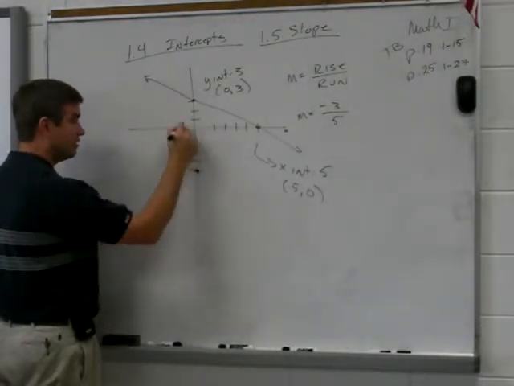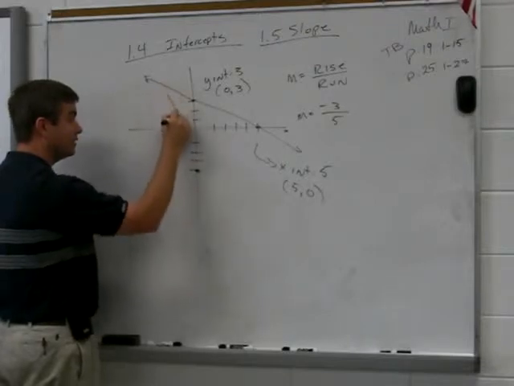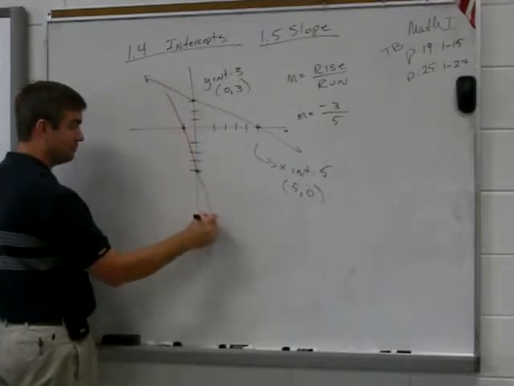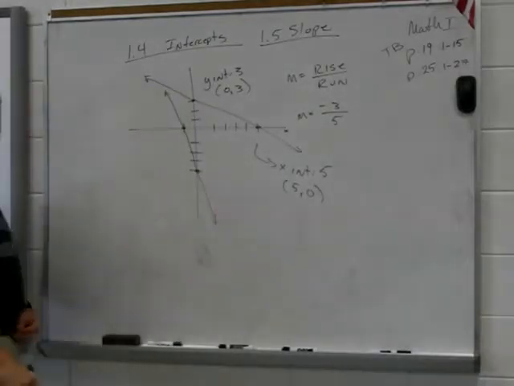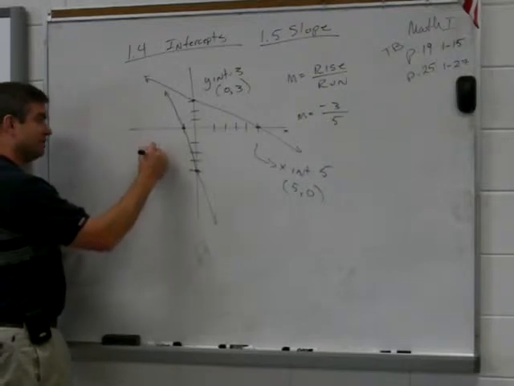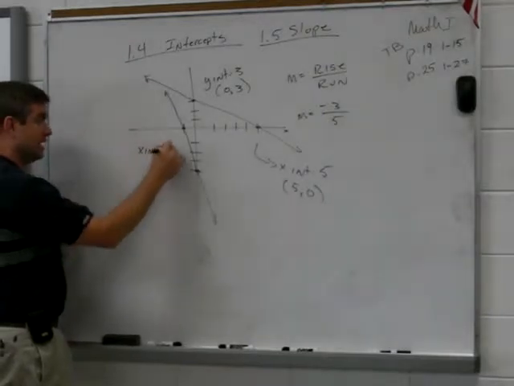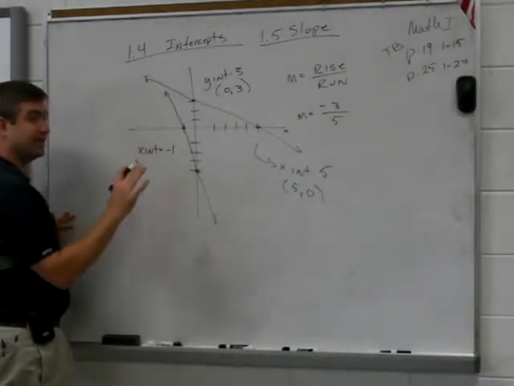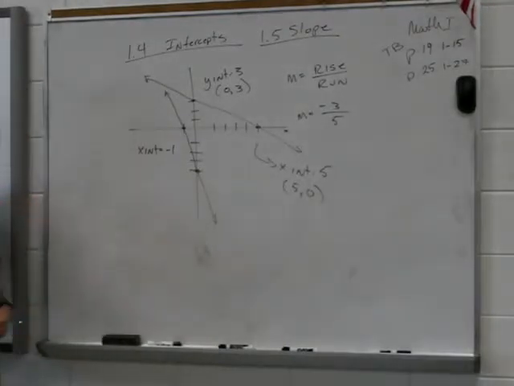Here we have a line. You need to be able to list very quickly the X-intercept, the Y-intercept, and then tell me the slope of that one. What is the X-intercept of this line? Negative 1. I don't need it as a coordinate. Only if they ask for it as a coordinate would you give it to me as a coordinate.